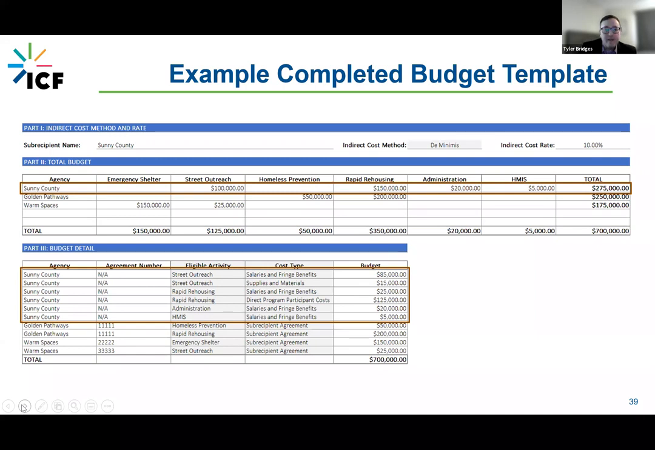Okay. Finally, for admin and HMIS, Sunny County has just 1 line item for each for salaries and wages. So those would, when calculated, also include indirect costs.